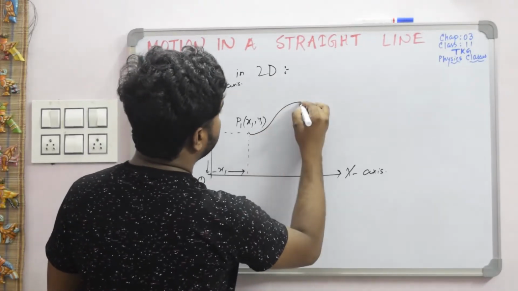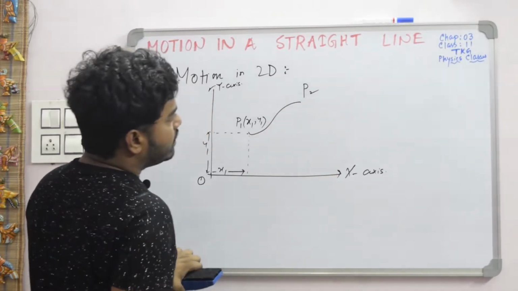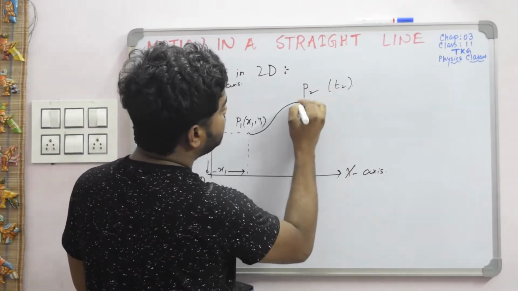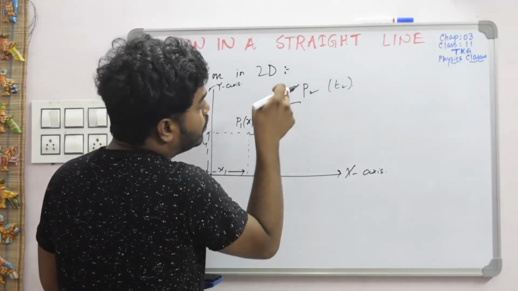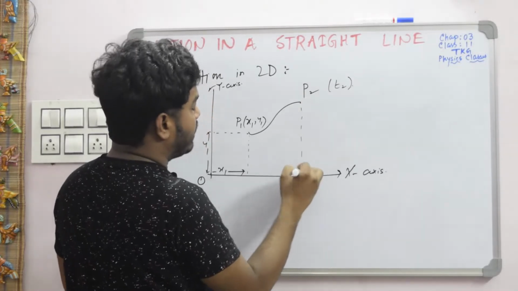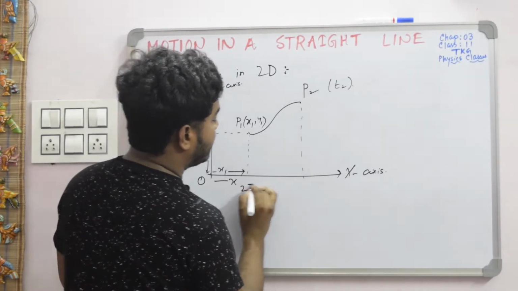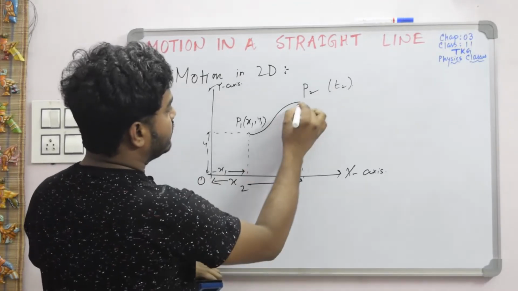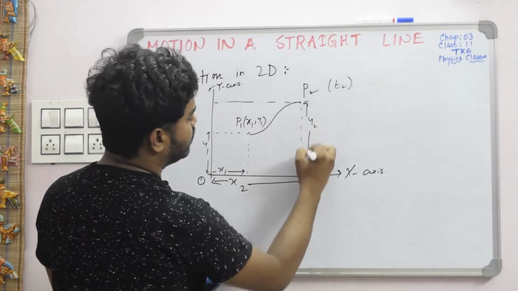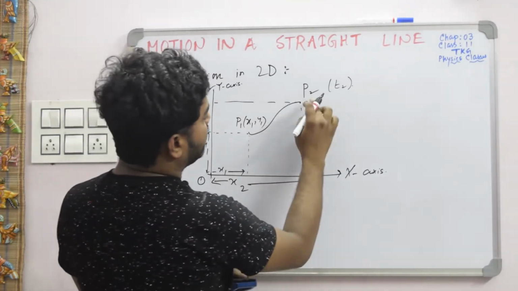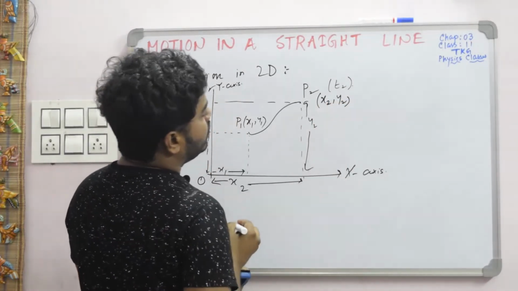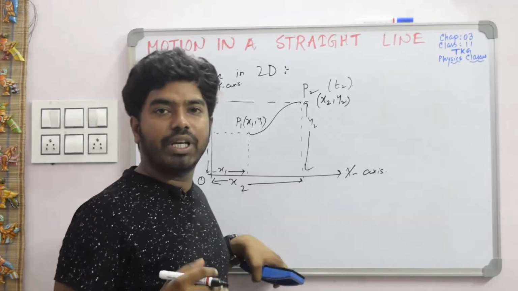Now the body is moving. After some time, at time t2, suppose the position of the body is at point p2. So what is the position of that body at this point? Now you have to say this length, that is x2, and this length, suppose y2. So for specifying the position, we have to say x2 comma y2. So this type of motion is called motion in 2D.